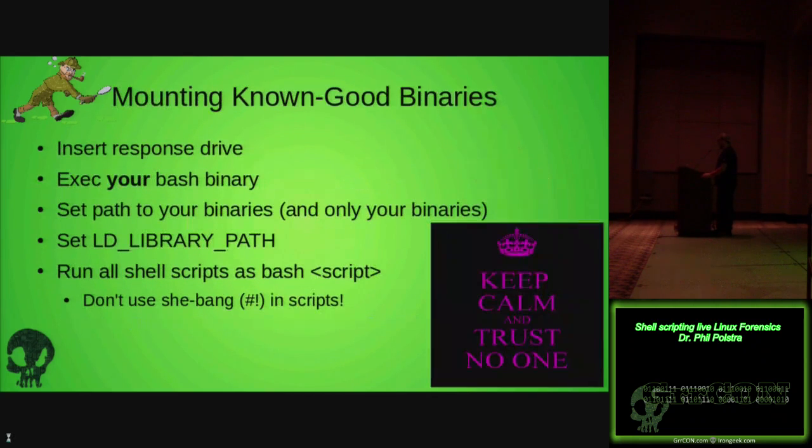All right, so you've got your thumb drive, and now you need to mount your known good binaries. So how's that going to look? You want to insert your response drive, and then you need to exec your version of bash. Not the one that's there. That would be a bad idea. Then you have to set your paths to point to your binaries, and only your binaries. Then you need to set the LD library path so that all the shared libs are the correct ones. And you want to run all of your scripts as bash followed by the name of the script.